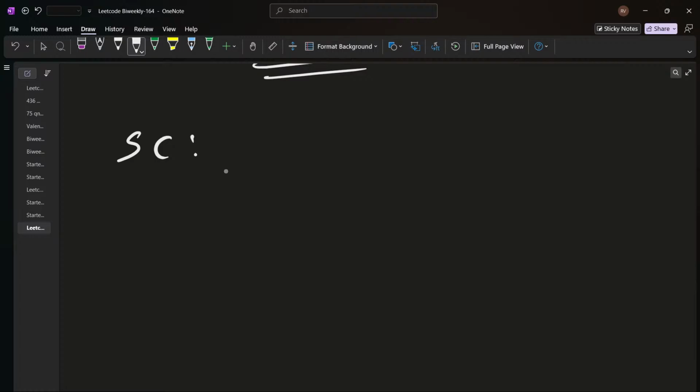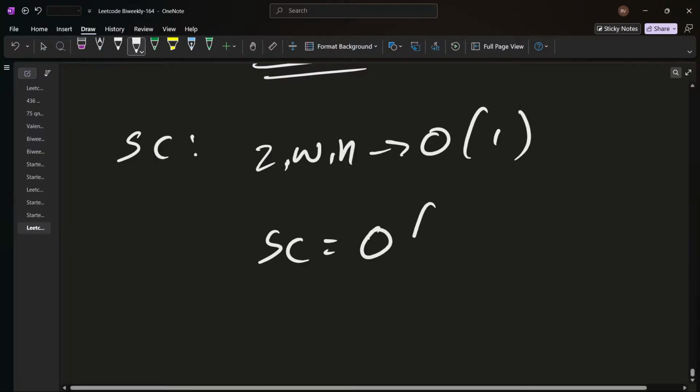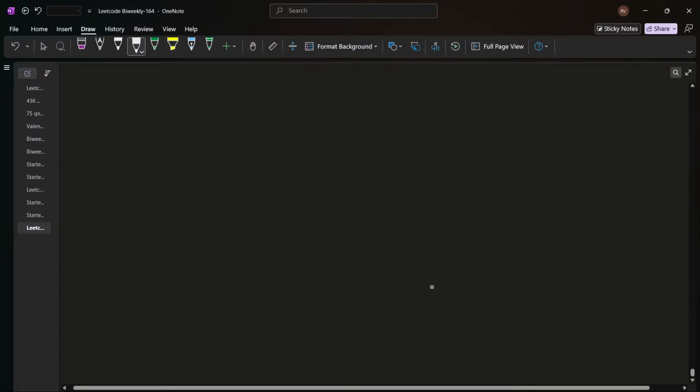Now, for space complexity, we are storing very few integers, like z, w, n. So it will be O of 1. The final space complexity is equal to O of 1. Done. Now pseudocode.